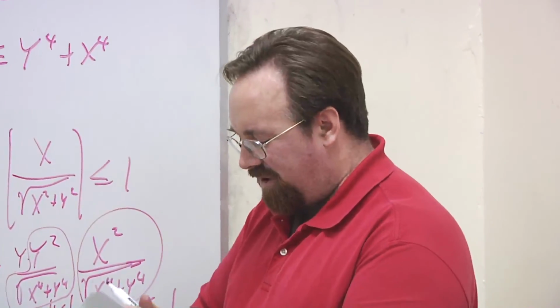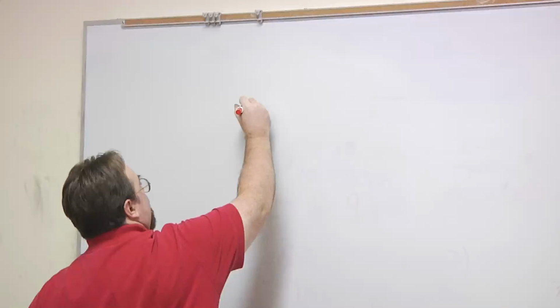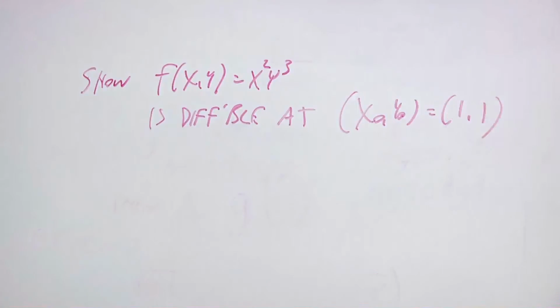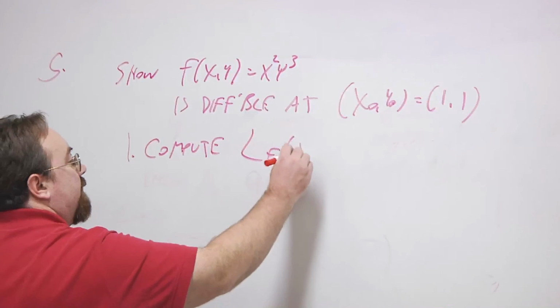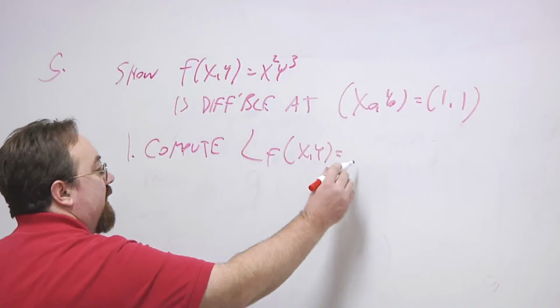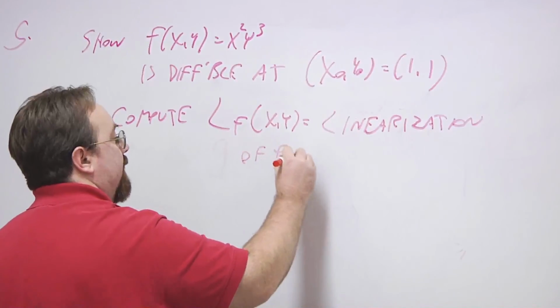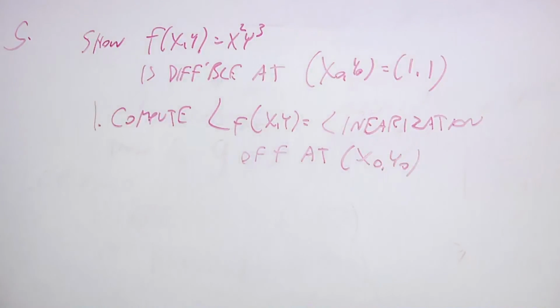Showing that a function is differentiable using the definition. So what I'll do, same thing, I'll step through a similar one. The problem I'll do to illustrate is this. Show it is differentiable at this point, 1, 1. This is number 5. So the idea is this. You compute L f of xy, which is the linearization, which you had to do in number 3, of f at this point, x naught, y naught. I won't go through the process of actually computing it.